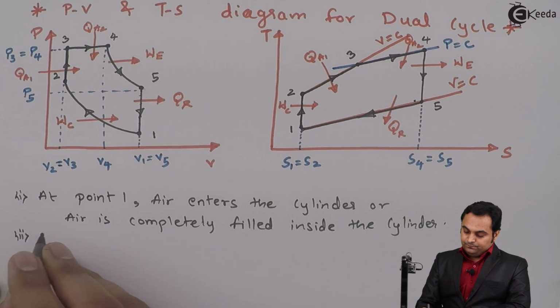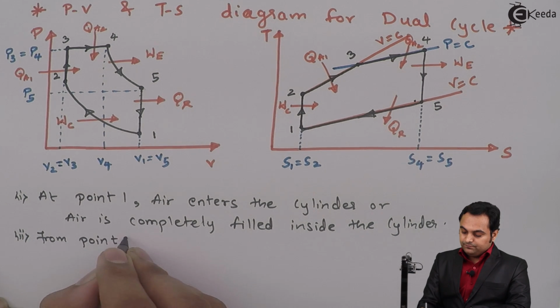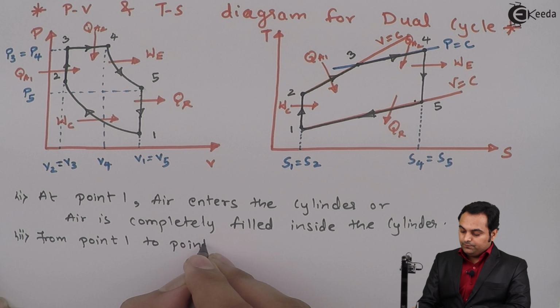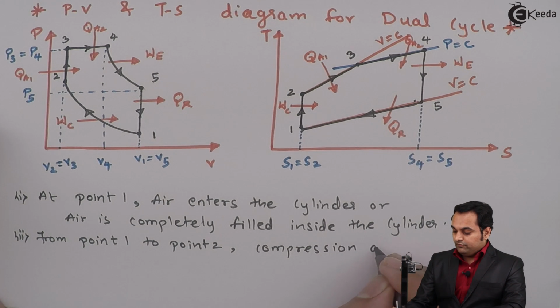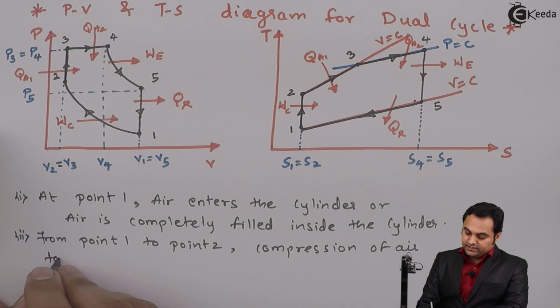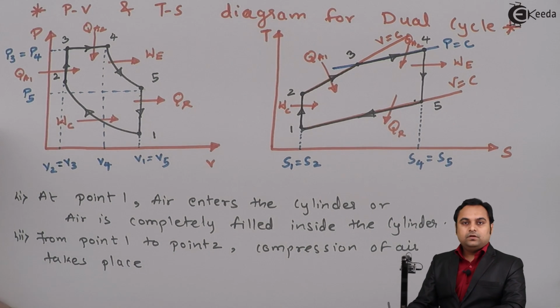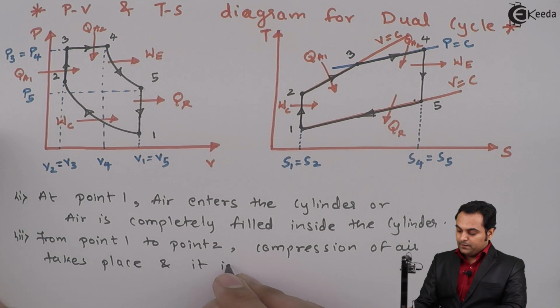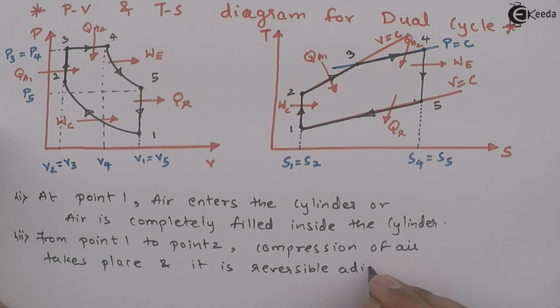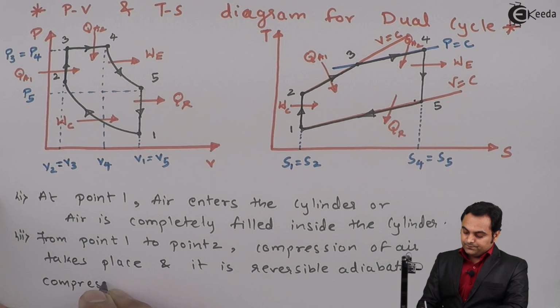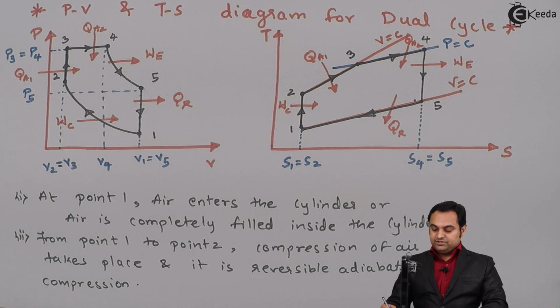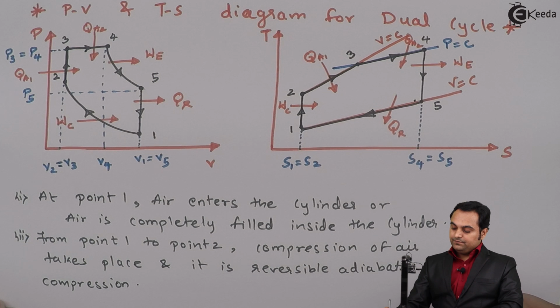So from point 1 to point 2, compression of air takes place, and it is reversible adiabatic compression, and reversible adiabatic compression means it is nothing but isentropic compression.